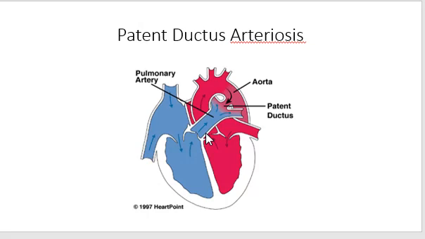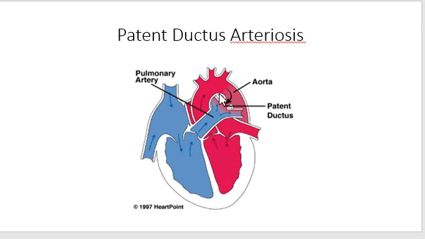So, just to recap, at birth, the resistance in the pulmonary and systemic circulation is almost identical. So that's why it stays open, right? So the resistance in the aorta and the pulmonary artery are equalized.